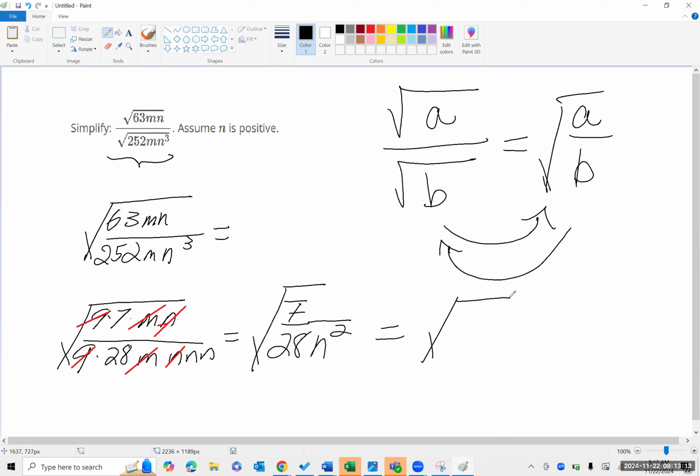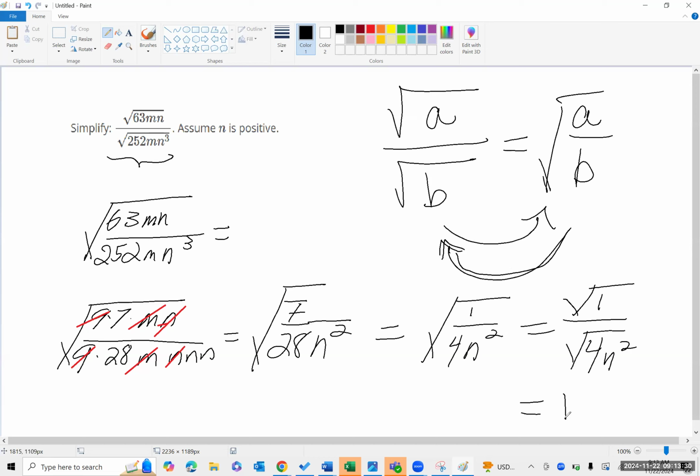So I've got the square root of 1 over 4n squared. And it may be worth now going in this direction because I can have the square root of 1 over the square root of 4n squared. That's going to be 1 divided by 2n. And that's the final answer.